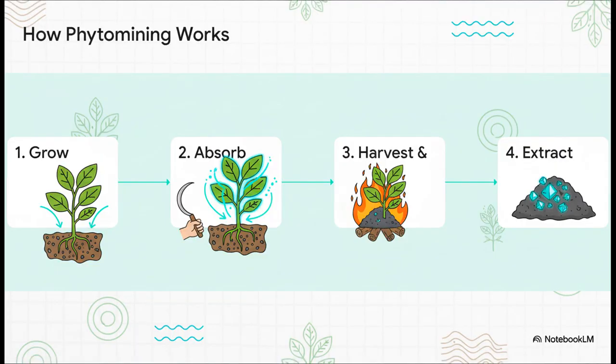Well, it's this really neat four-step process. First, you grow specific types of plants on soil that has the low-grade ore in it. As these plants grow, they actually absorb the metal compounds through their roots and store them. So the plants do the hard work of concentrating the metal for us. Then you just harvest the plants, burn them, and the ash you're left with is packed full of the metal compound, ready to be extracted.